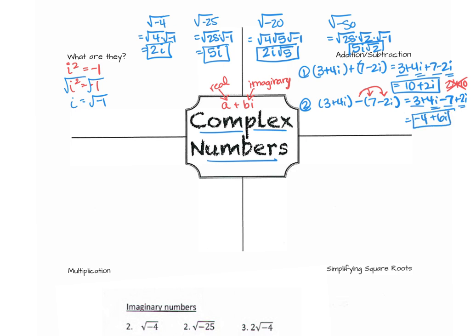So how about multiplying complex numbers? Well, when you're multiplying two binomials, you use the same FOIL box method that we're used to. So let's take a look at a problem like that.